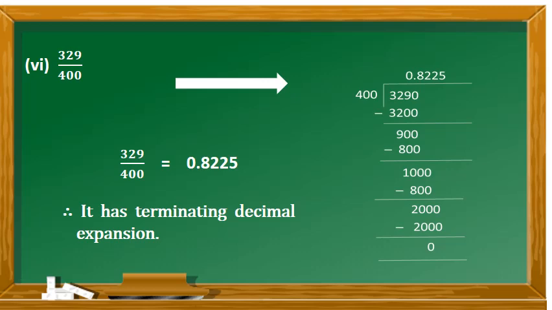Now next is we are going to find out what kind of a decimal expansion is 329 by 400. 329 is lesser than the divisor. Place 0 point in the quotient and add 0.